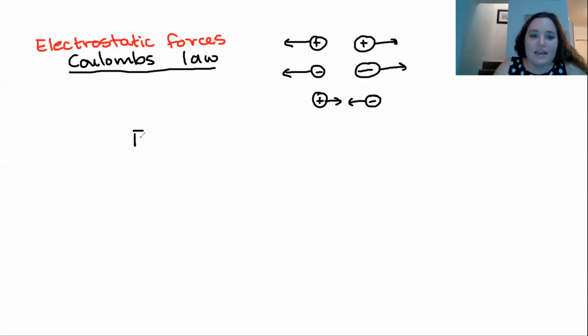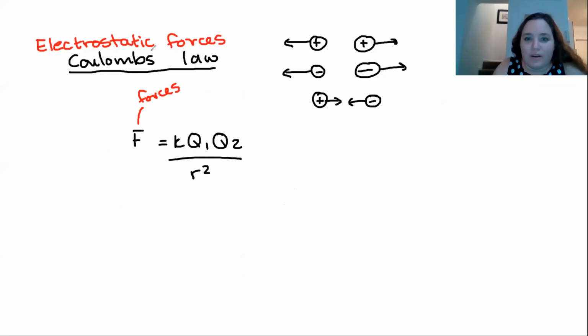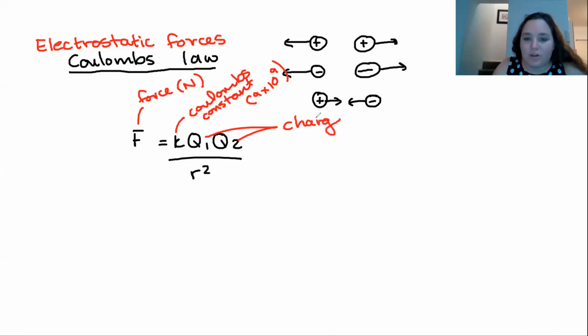So the equation is F is equal to K Q1 Q2 over R squared. Now, F is the force. Technically, it's the electrostatic force between two charged objects. K is our Coulomb's constant, which is just a value that you can always use and plug in as 9 times 10 to the 9. Q1 and Q2 are two different charges that we're looking at the force between, and they're measured in coulombs.